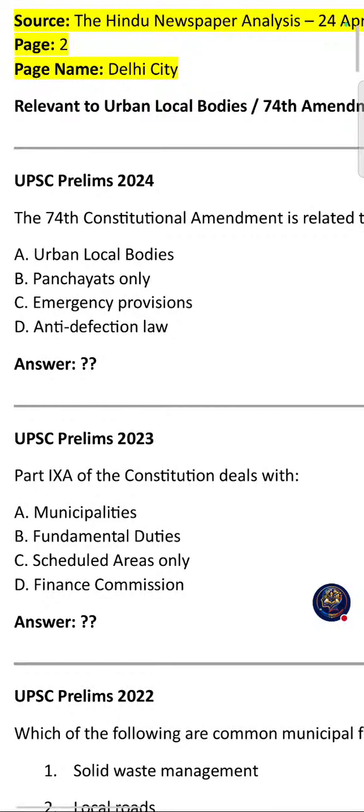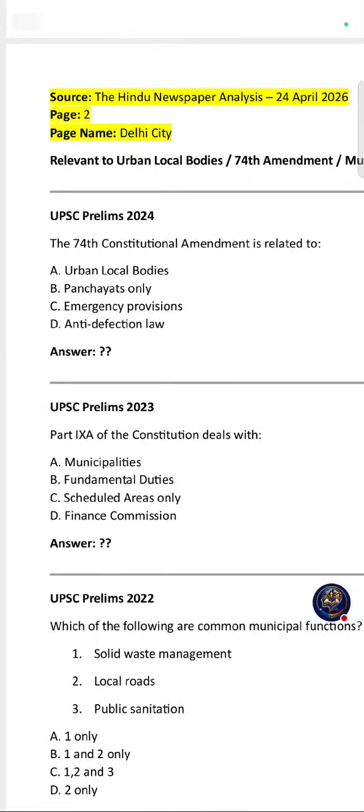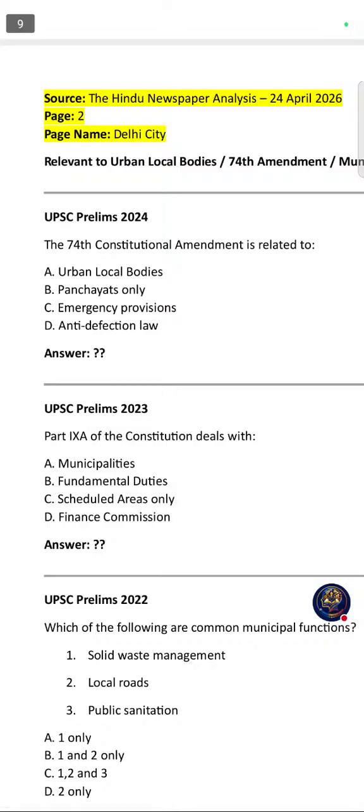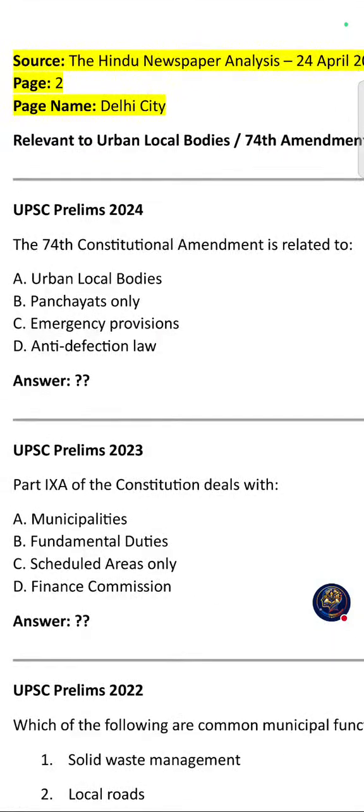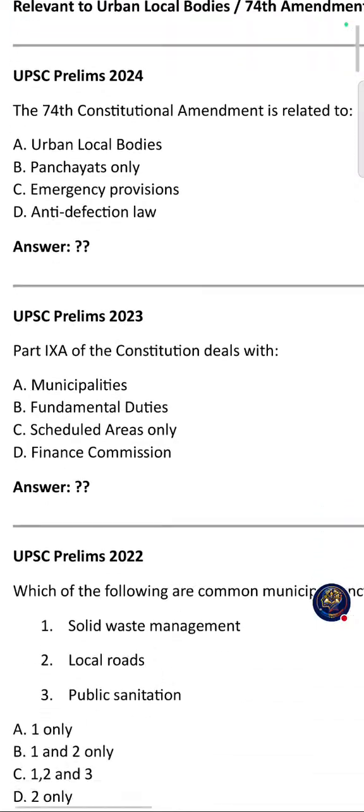Seventy-fourth Constitutional Amendment is related to A. Urban local bodies, B. Panchayats only, C. Emergency provisions, D. Anti-defection law. The correct answer is A option, urban local bodies.